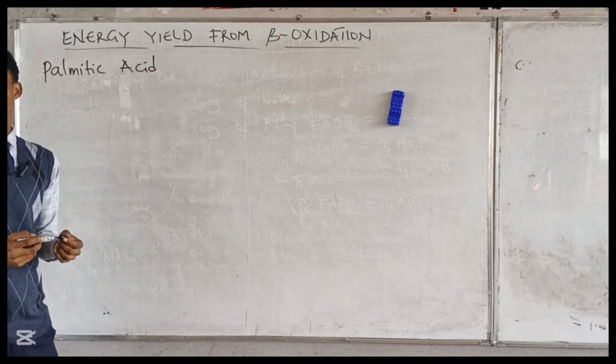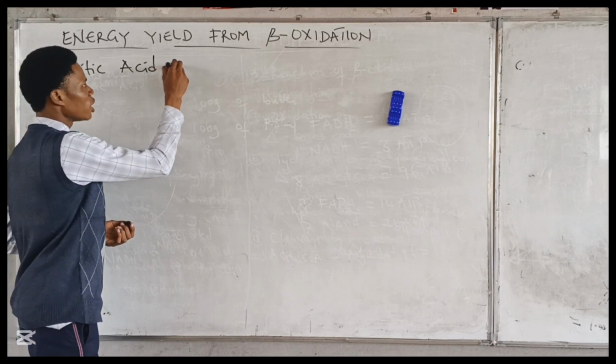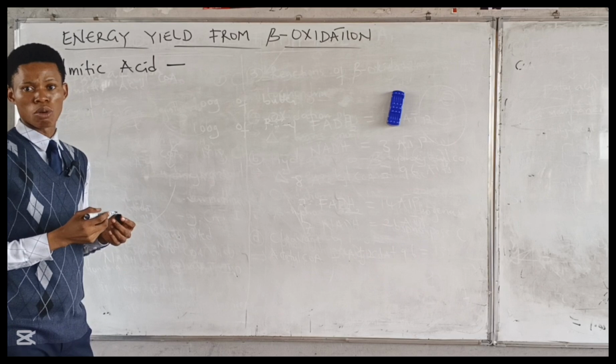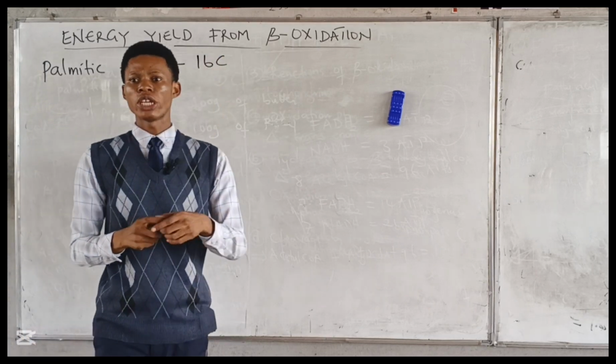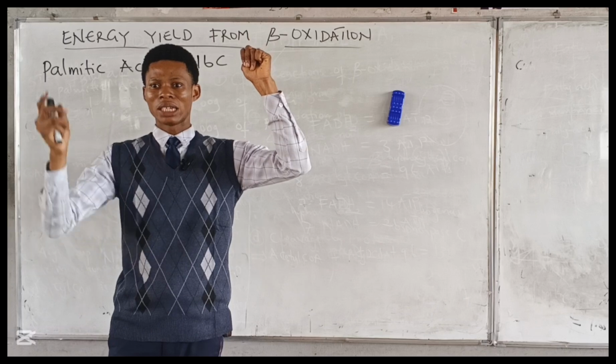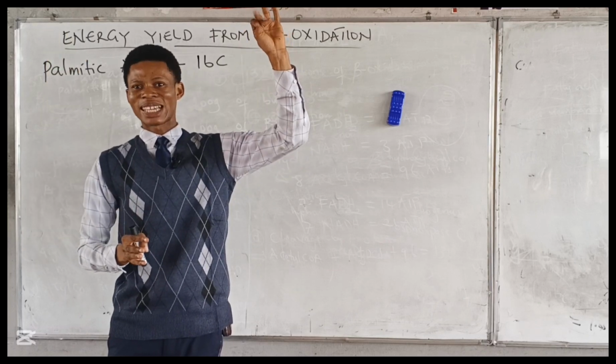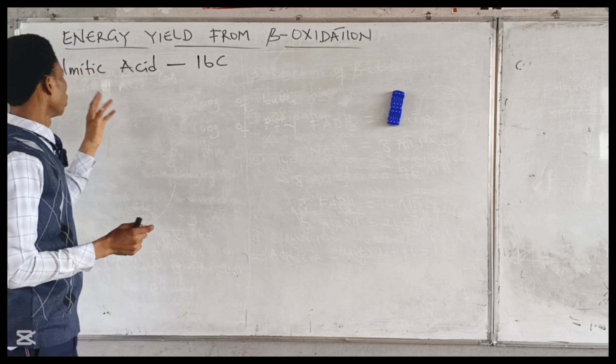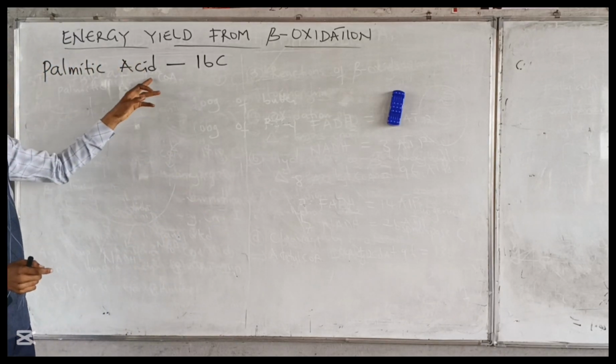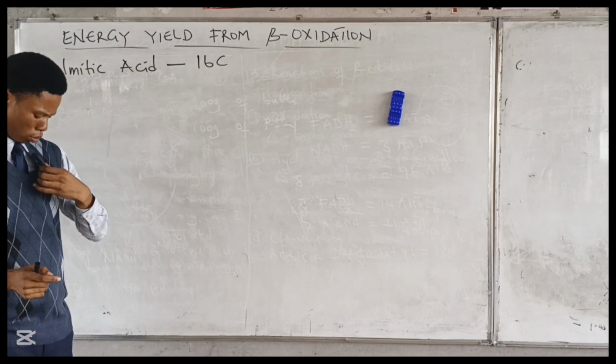Now, palmitic acid has how many carbons? Please listen up. Palmitic acid has how many carbons? 16 carbons, right? Remember the acronym I gave yesterday: Lord, my palm says around liberty. Lord, my palm. That's the third one, right? 12, 14, 16, right? Good. Now, palmitic acid is 16 carbon.